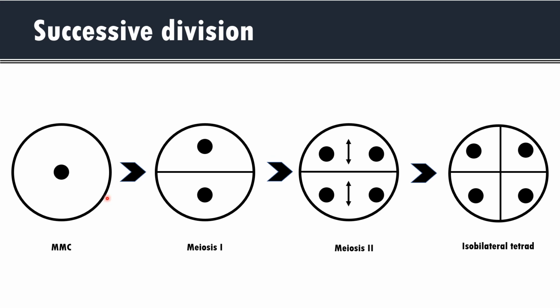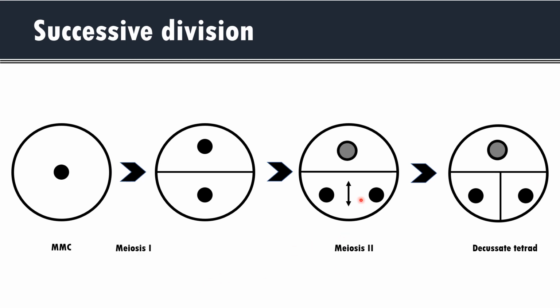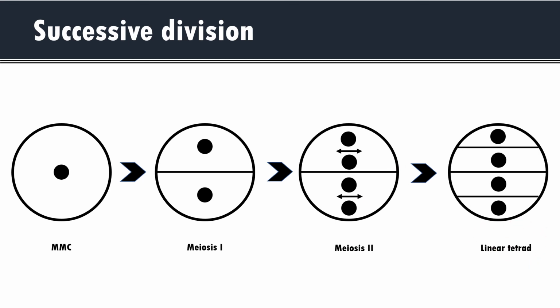Whereas in successive division, we can observe after meiosis 1 there is a formation of wall, and each division is followed by a wall. As a result of that, there is an isobilateral tetrad. If perpendicular division takes place, then an isobilateral tetrad can be formed. If it takes place in two perpendicular planes, it will result in a decussate tetrad, and if it takes place in two parallel planes, it will result in linear tetrads, and if it takes place one parallel and one perpendicular, it may result in T-shaped tetrads.